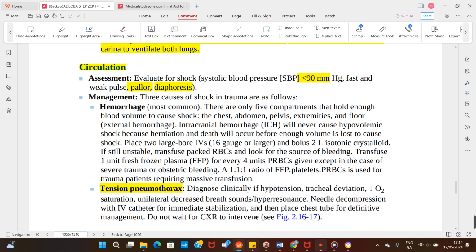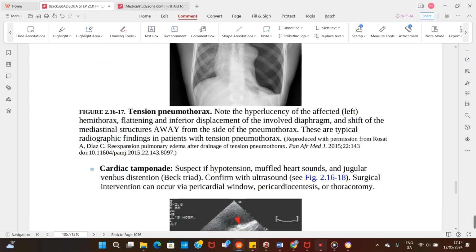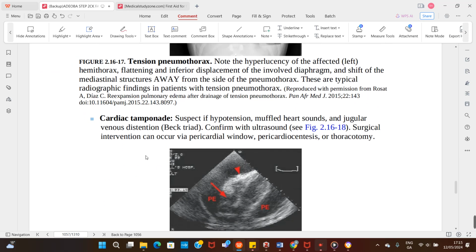So, the three common causes of shock in trauma that we need to know is what? Hemorrhagic shock, tension pneumothorax, which is going to cause an obstructive shock, and the last one is cardiac tamponade. Those three should run through the back of our mind. That is where the question stem is going to be focused. A patient with trauma, maybe to the chest, suddenly comes down with shock. It's either one of these three: hemorrhagic shock, tension pneumothorax, or cardiac tamponade.